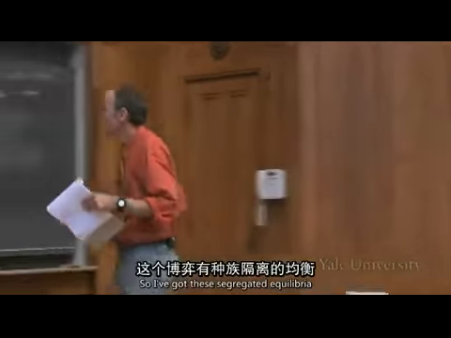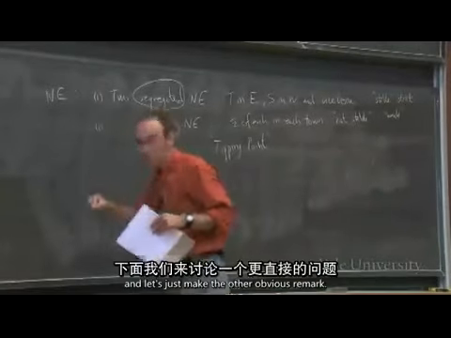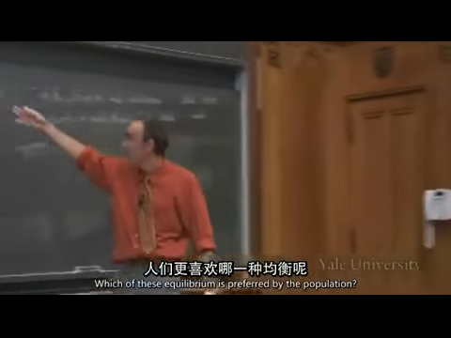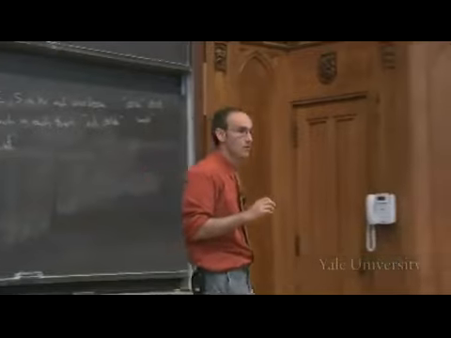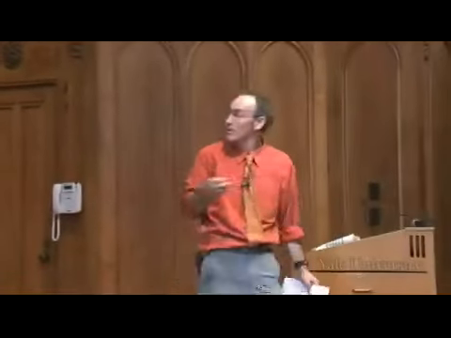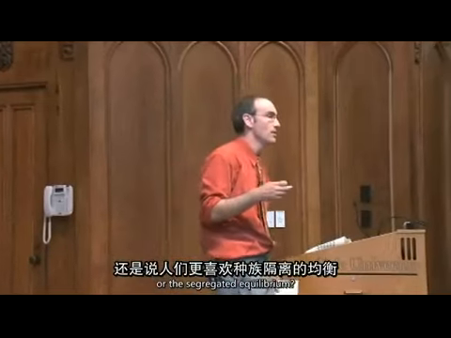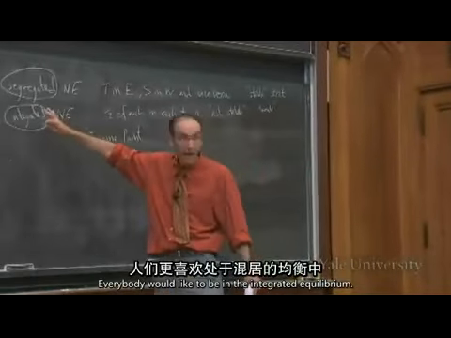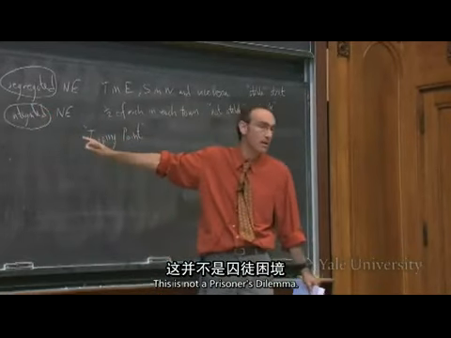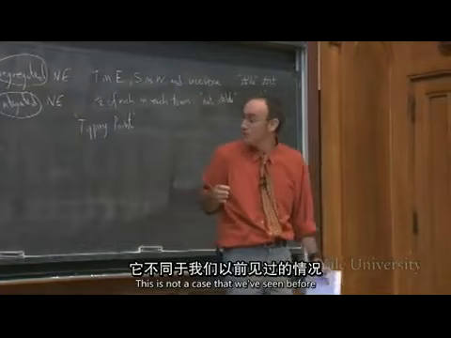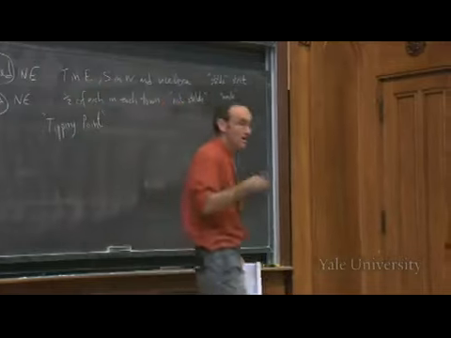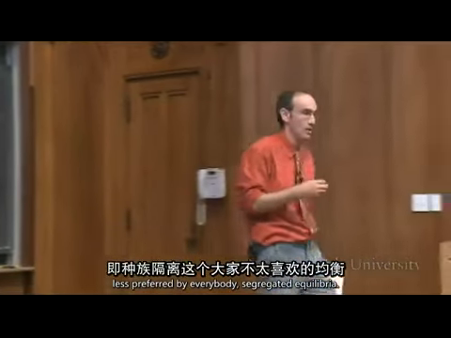So I've got these segregated equilibria, and I've got these integrated equilibria, and let's just make the other obvious remark. Which of these equilibria is preferred by the population? Would they rather be in the integrated equilibrium, given that these are their payoffs, or the segregated equilibrium? They'd rather be in the integrated one, right? So here's a world in which everybody would like to be in the integrated equilibrium. This is not a prisoner's dilemma, all right? This is not a case that we've seen before, but it turns out that you're likely to end up in these inefficient, less preferred by everybody, segregated equilibria.